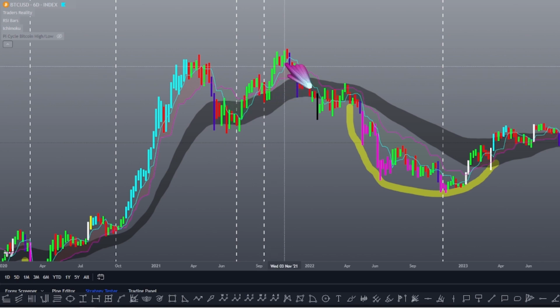We got this kind of relief rally right here. We didn't really lose the 50 EMA. We found support, had bullish divergences as well during this time period back in 2021. Went back up to hit 69,000, forming that double top. We also got a bearish divergence at that as well.